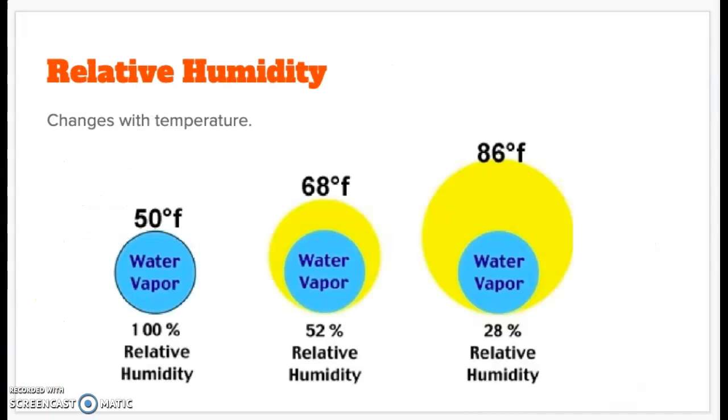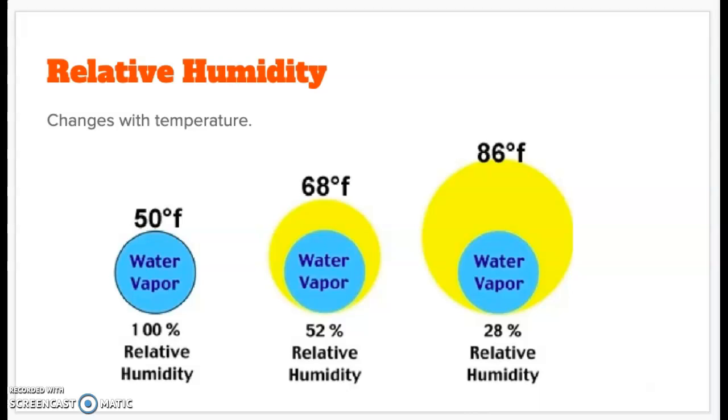Okay, so we're going to start off with relative humidity. I really want to dive deep into this because relative humidity is the most useful concept that we're going to learn about for the water cycle in clouds. So, as you can see here, we have three different circles at different temperatures. Now, the picture looks a little complicated, but imagine each of the yellow circles is a different temperature. Okay, so the bigger the yellow circle, the higher the temperature.